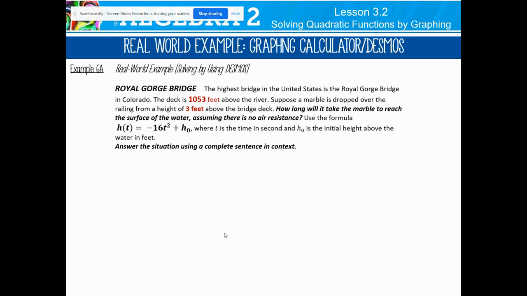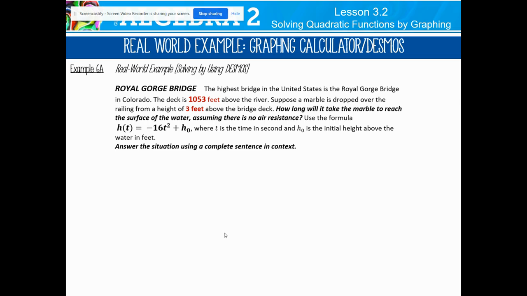We can use Desmos again to do this problem. The Royal Gorge Bridge, the highest bridge in the United States, is in Colorado. The deck is 1,053 feet above the river. Suppose a marble is dropped over the railing from a height of 3 feet above the bridge deck. How long will it take the marble to reach the surface of the water, or have a height of 0? We're assuming there's no air resistance, so we can use that formula right there.